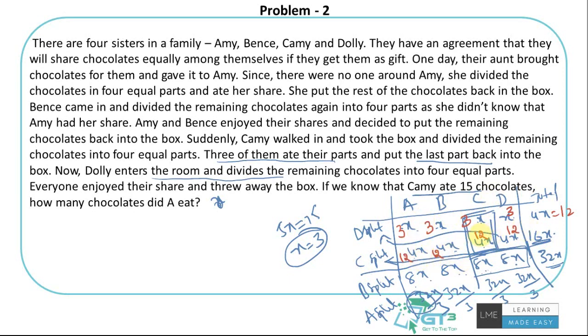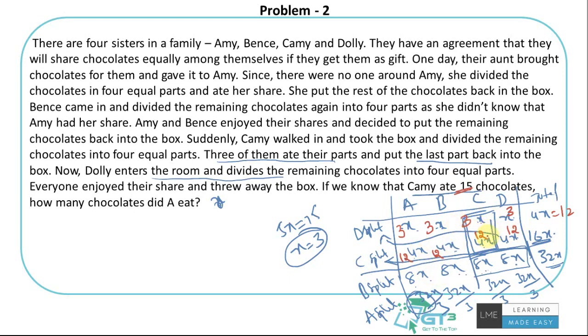So A, B and C ate their part when C split, and D's part was left aside in the box, and D came and then split it into 3, 3, 3 and 3. So that means C ate 12 plus 3, 15. That is satisfying this, right? Everything is fine now. Now let's go further.